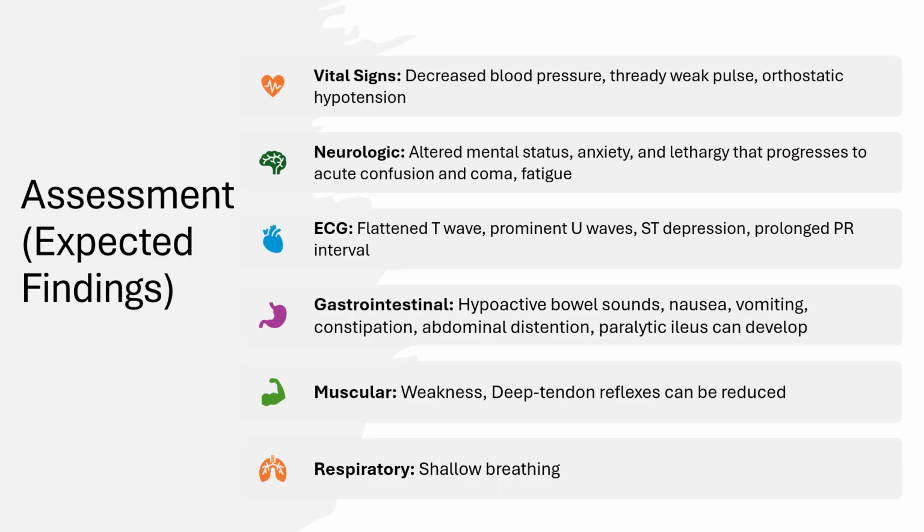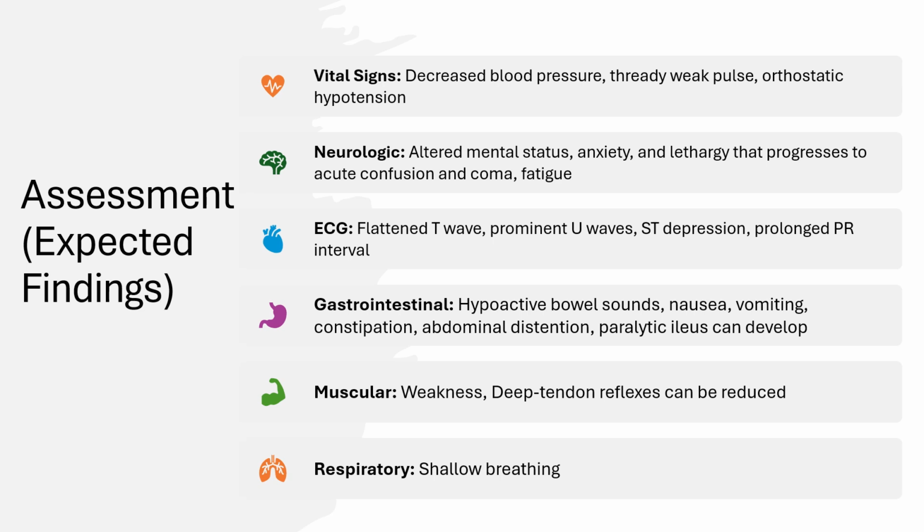So, what are some of my expected findings? Decreased blood pressure, that thready, weak pulse, orthostatic hypotension. Because remember, potassium affects muscles. What muscle do I care about more than all the other muscles? My heart muscle. Neurogenic can have altered mental status, anxiety, lethargicness that progresses to acute confusion, coma, as well as fatigue.